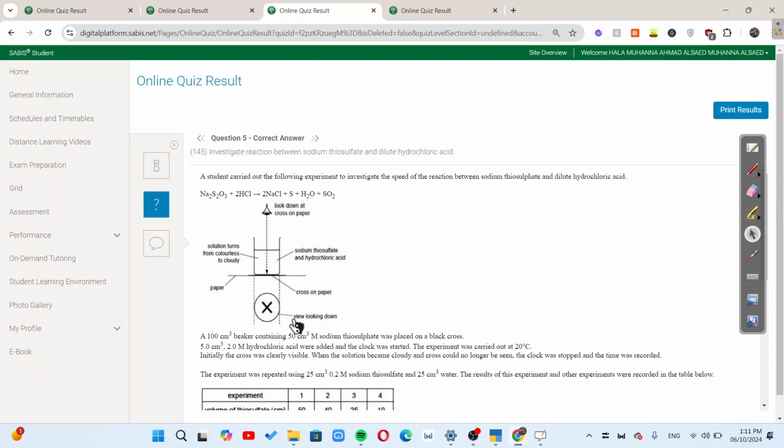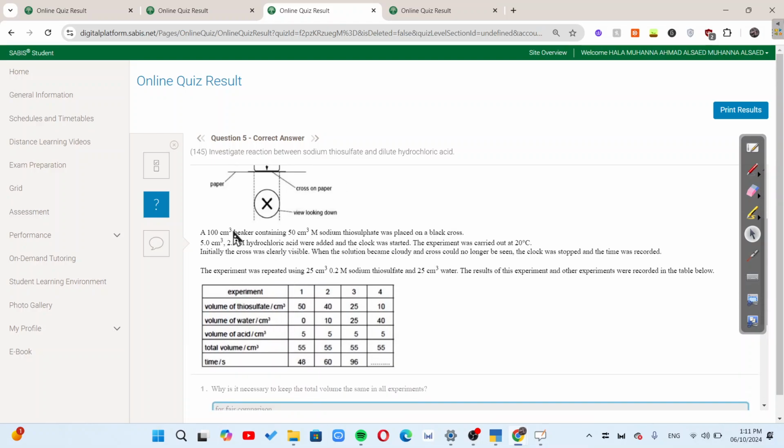And when it has 100 centimeters, the beaker contains 50 centimeter cubed of molar sodium thiosulfate placed on a black cross. You had 5 centimeter cubed of 2 molar hydrochloric acid, and a clock was started. The experiment was carried out at 20 degrees Celsius. So I'm just going to write down all our factors that were given here, so I don't lose them when I scroll down. So you have 100 centimeter cubed, and you have 50 centimeter cubed molar.